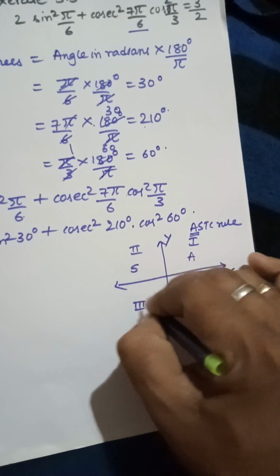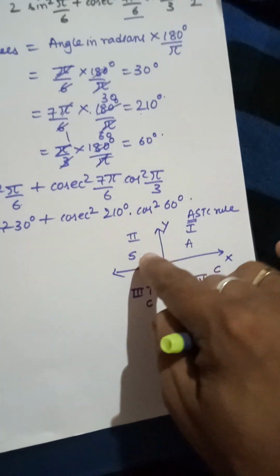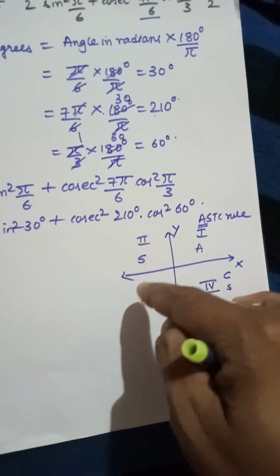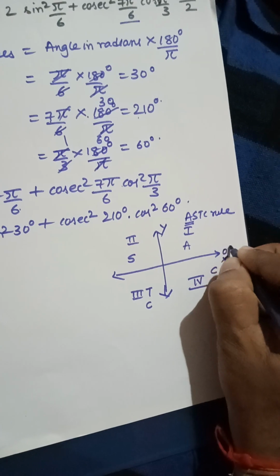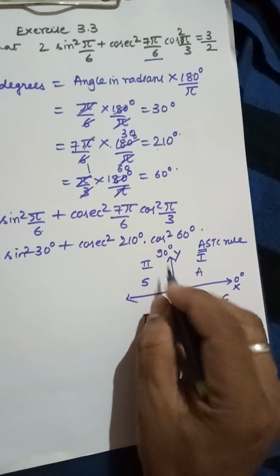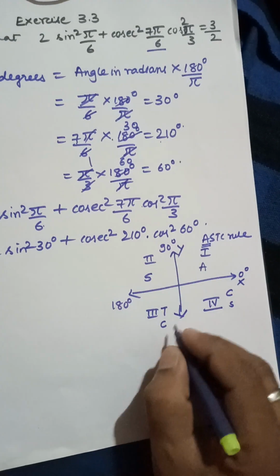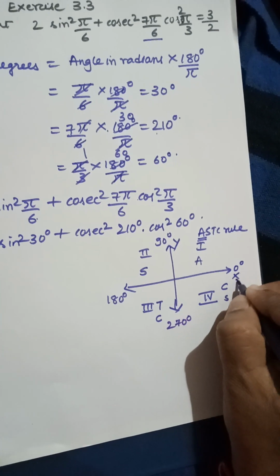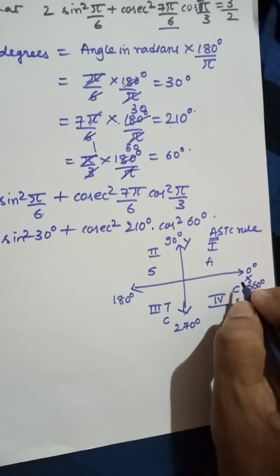So in these 3 quadrants, except 2 trigonometric ratios, the remaining 4 trigonometric ratios will be negative. Now the first quadrant ranges from 0 degrees to 90 degrees. 90 degrees to 180 degrees is for the second quadrant. This is 270 degrees, and then this is 360 degrees. 0 degrees is same as 360 degrees.